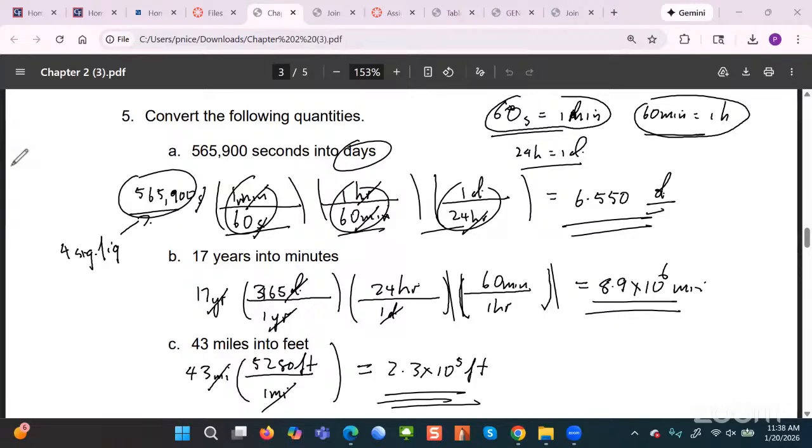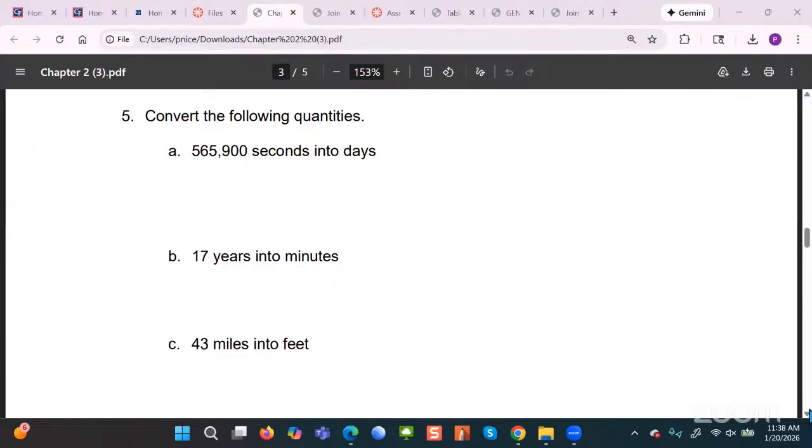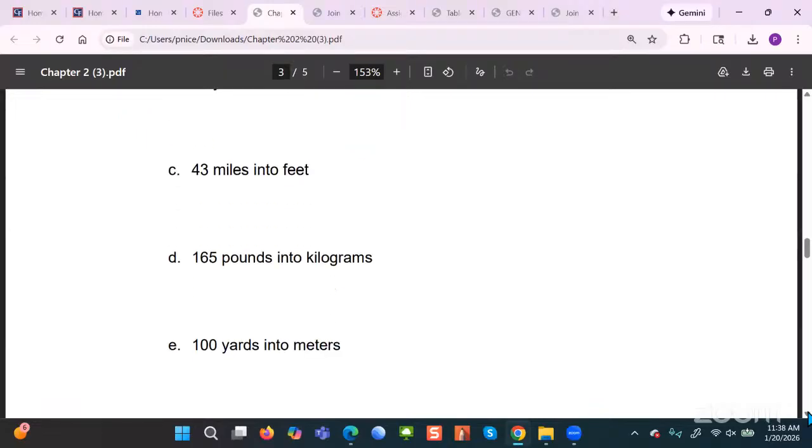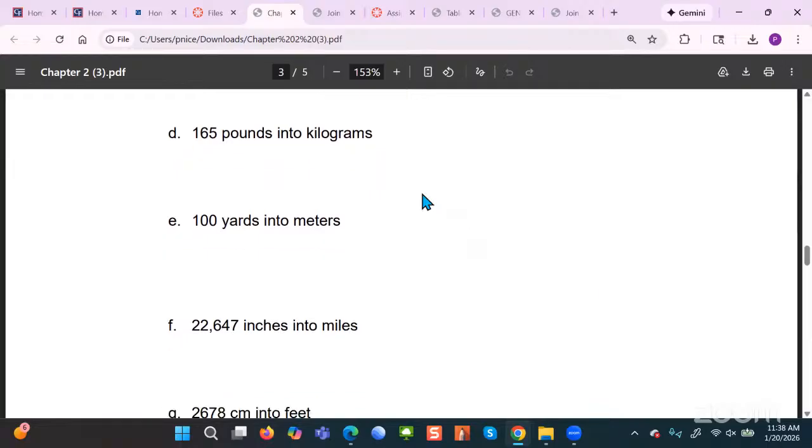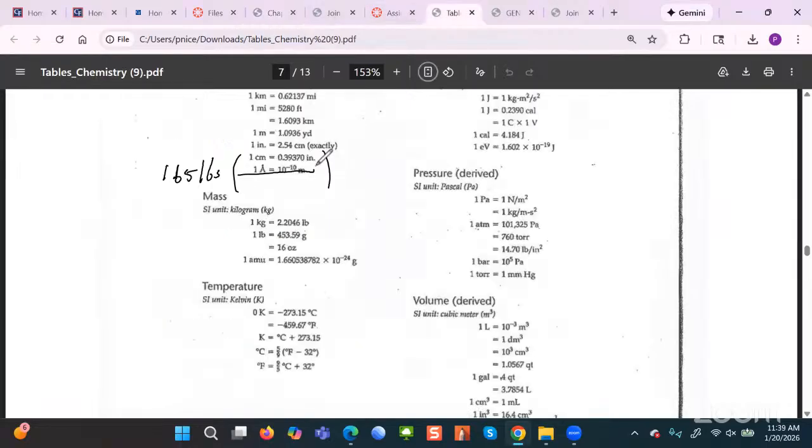Let me clear this. Okay, 165 pounds into kilogram. So again, since I don't have a computer break, I have to refer to the table again. All right, so we're gonna start off with 165 pounds. And the question is, what do we multiply that by? So we go to the tables. And let's see, what's the relationship?